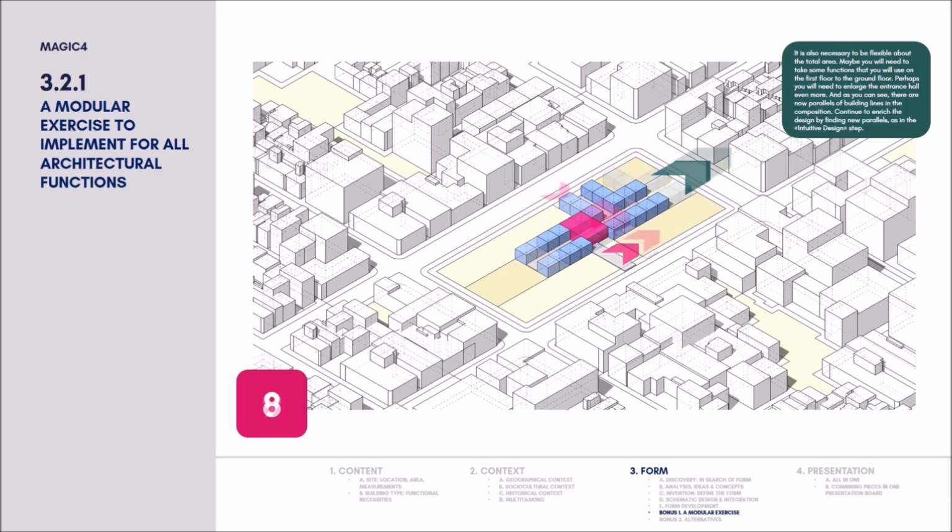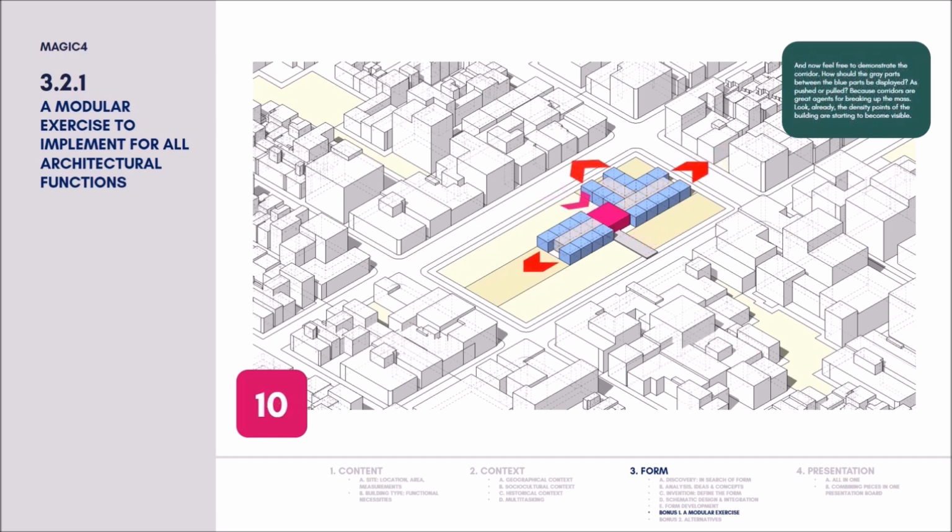10. And now feel free to demonstrate the corridor. How should the gray parts between the blue parts be displayed? As pushed or pulled? Because corridors are great agents for breaking up the mass. Look, already the density points of the building are starting to become visible.